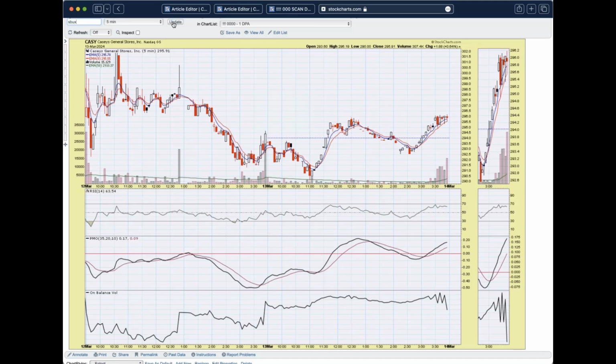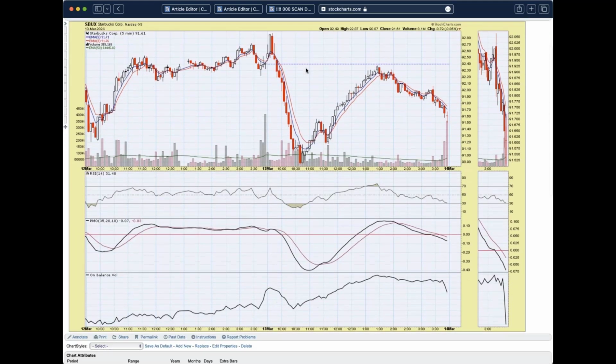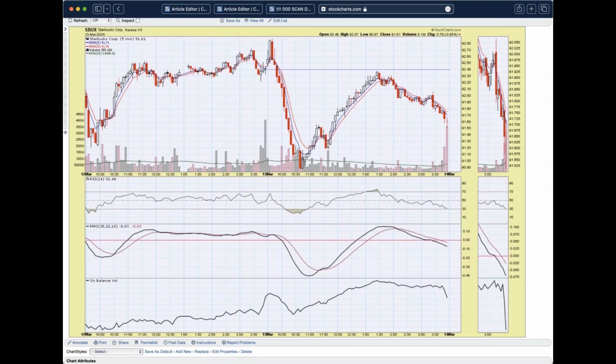How about Starbucks? Tried to find some that have some interesting things going on with the charts. Sometimes they're not very easy. Sometimes you're going to see something like this. This means there is strength. It's flat and it's above the zero line. That means there's strength, but it's flat. So we're getting mostly flat pricing.